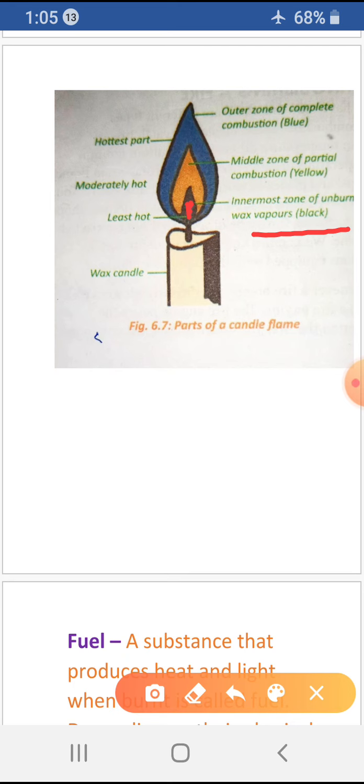Second zone is middle zone of partial combustion, whose color is yellow and it is moderately hot. This is the one. And the last, this one, that is outermost zone of complete combustion. Its color is blue and it is hottest part.